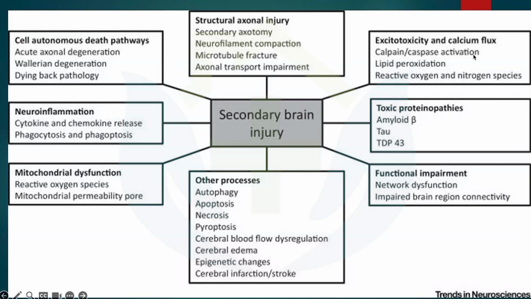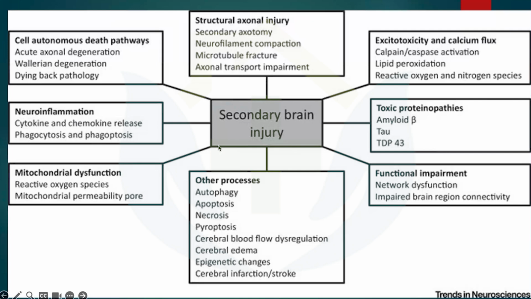So, excitotoxicity, calcium flux is important, lipid peroxidation is important, structural damage, excitotoxicity because of calcium influx, lipid peroxidation, toxic proteinopathies like amyloid protein deposition, tau protein deposition, functional disintegration. Other than that, as I said, if calcium is elevated, then cellular apoptosis and necrosis also cause damage. Neuroinflammation and mitochondrial dysfunction are also responsible.